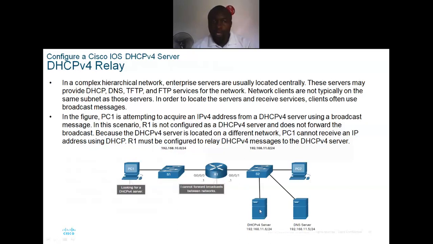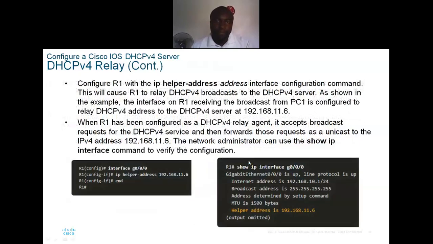Okay, so in a complex hierarchical network, enterprise servers are usually located centrally. So these servers may provide DHCP or DNS or TFTP and FTP services. Maybe like what we call the DMZ. In that case, you set up everything under the DMZ, so the request is always going to be forwarded to this particular point.